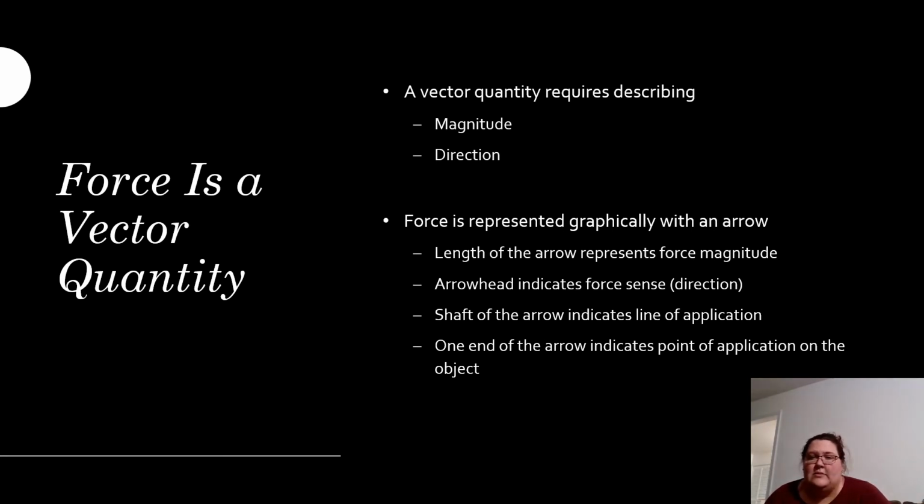Force we tend to represent graphically with an arrow because this gives us magnitude and direction. The length of the arrow is the magnitude of the force. The arrowhead indicates the force sense or direction. The shaft of the arrow indicates the line of action, and one end of the arrow indicates the point where the force is being applied to the object. We will do some free body diagrams in a little bit when I do the math demo. So just know that arrows matter in biomechanics.